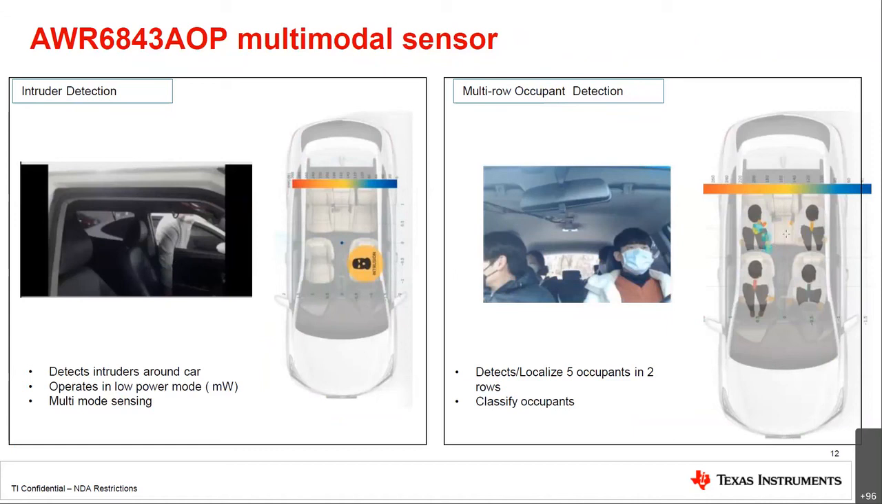Here, the rendering you can see is a little bit different, but again, there's a point cloud superimposed over this image to show the kind of detections we get from this sensor.